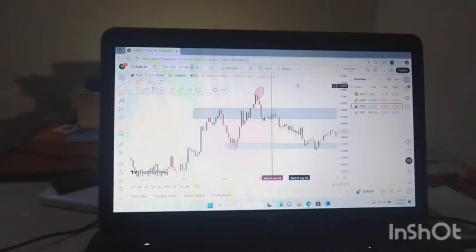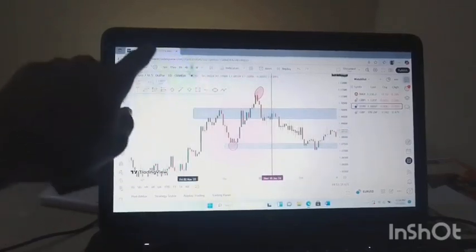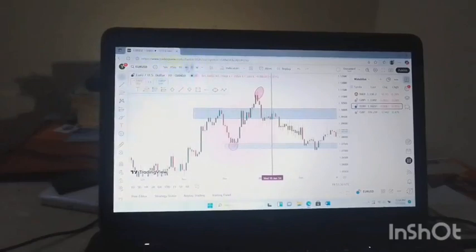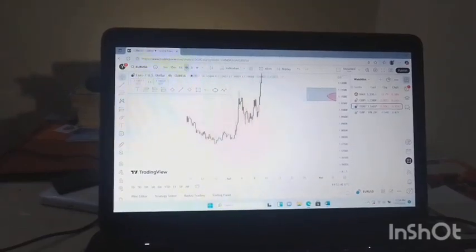But unfortunately, if you notice, the market has been consolidating in this zone for some while. So I was like, okay, the market has been consolidating in this zone. I'm going to go to my 4-hour time frame and see what the market is even saying on my 4-hour time frame. I hope you guys are following.